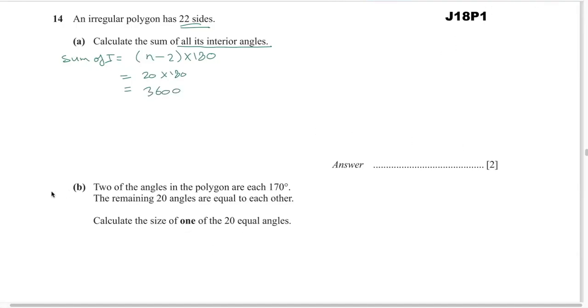Correct. B part: two of the angles of the polygon are each 170. The remaining 20 are equal to each other. So we have to calculate the size of one of those 20 angles. Are you doing these questions mentally or using a calculator? Using the paper. Okay.